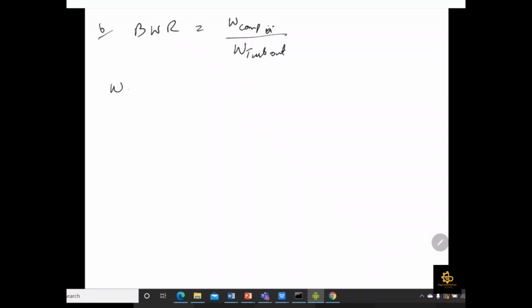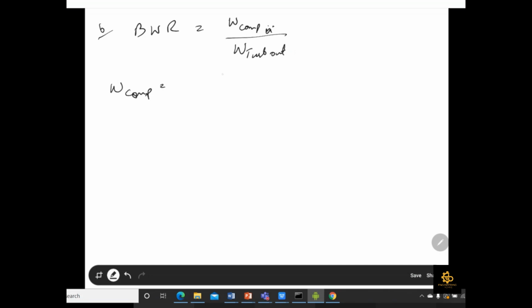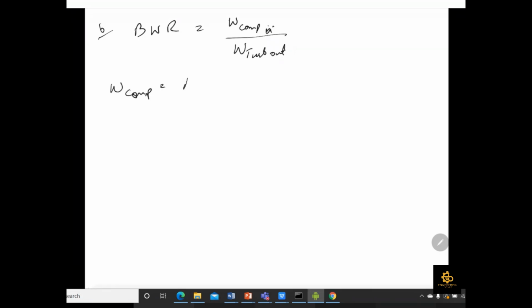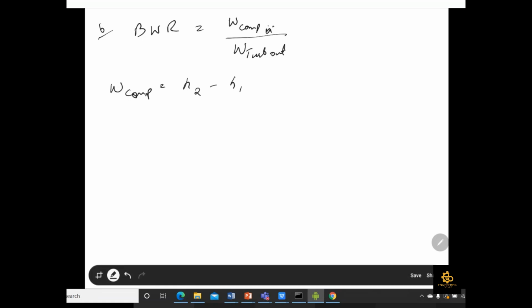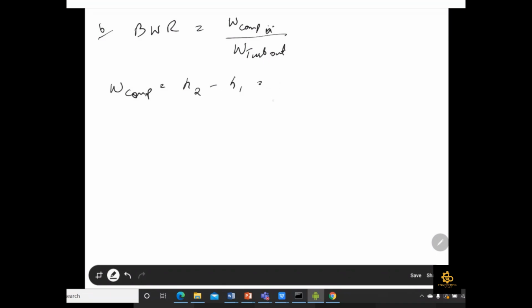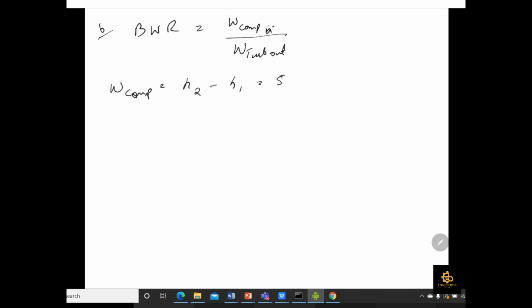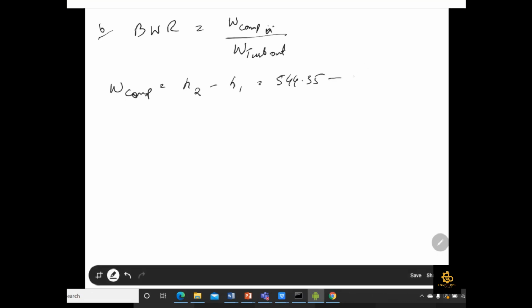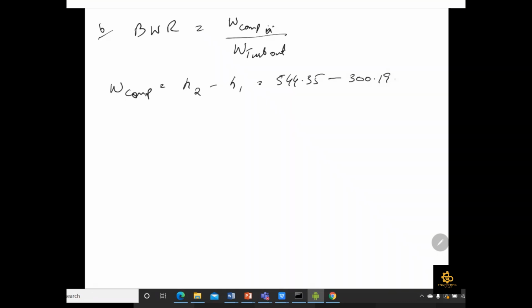So the compressor work, if we correlate with the TS diagram, we can find that the compressor is installed between 2 and 1. So it is H2 minus H1. We already found the value of enthalpy at point number 2 in the previous part A, and the H1 value is 300.1. From here we can easily find the value.